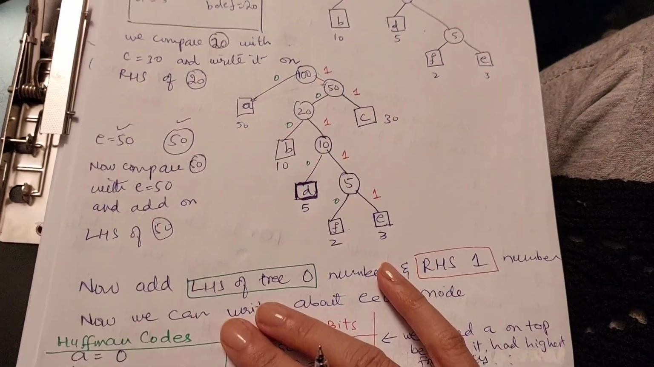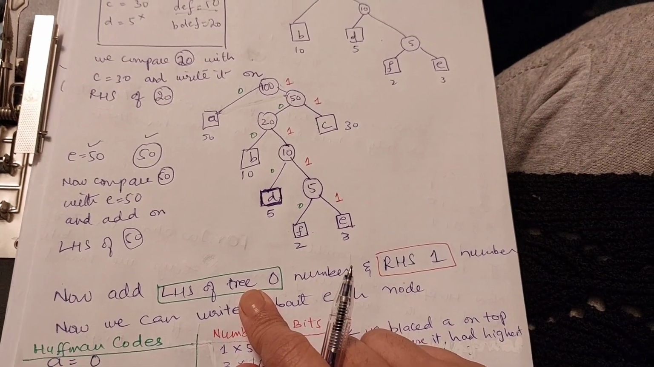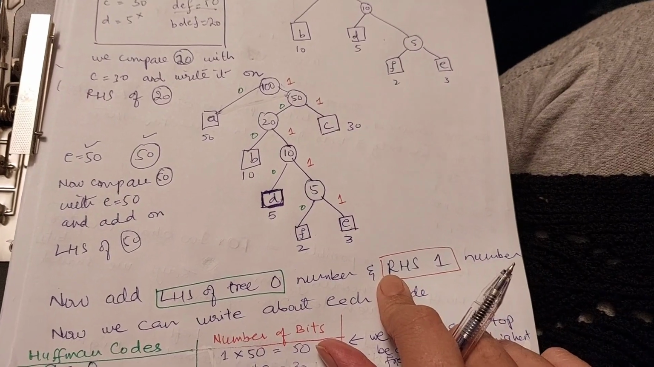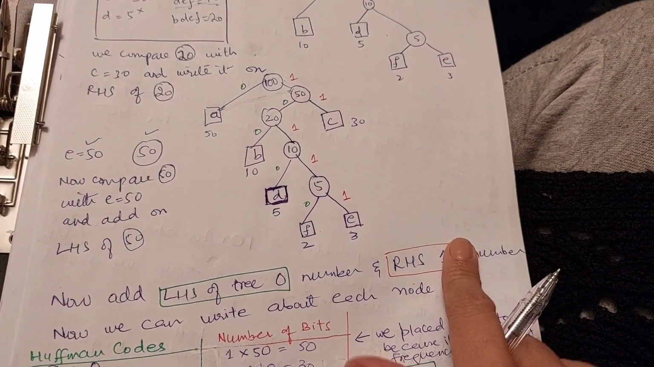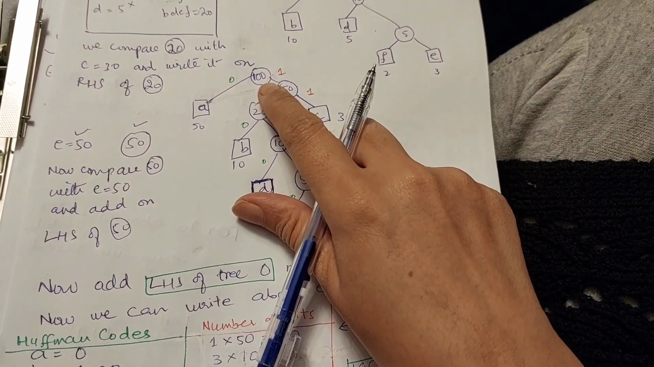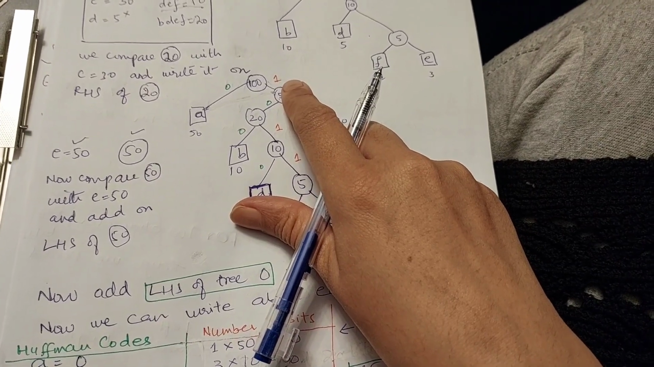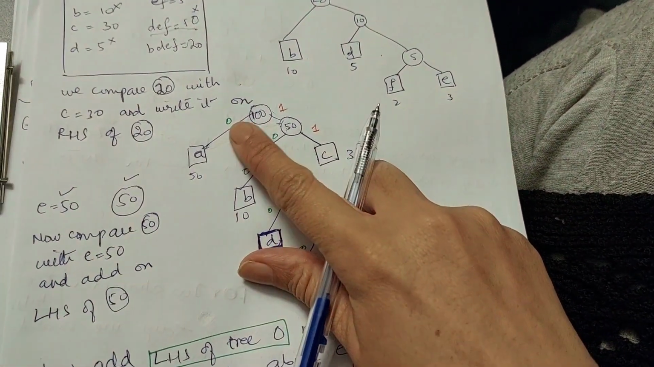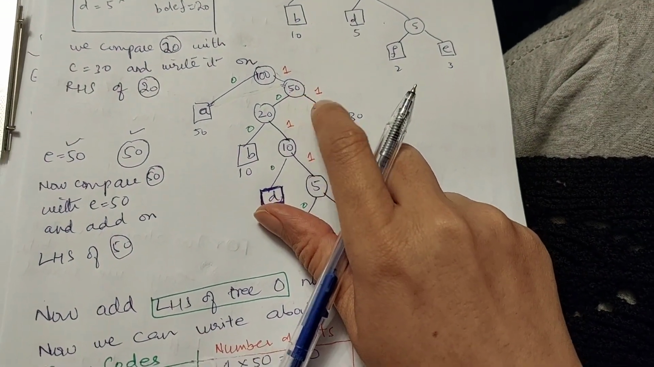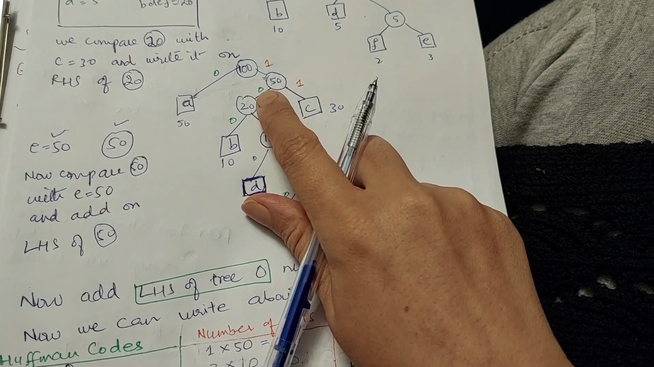Okay, now you can see that on the left hand side of the tree you will put 0 numbers, and on the right hand side of the tree you will put 1 numbers. So you see that I have placed, okay, let's start from here. From this root, on the right hand side I placed 1, and on the left hand side I placed 0. Similarly, this is the right hand side of this node 50, so I placed 1, and this is the left hand side of this node 50, so I placed 0.